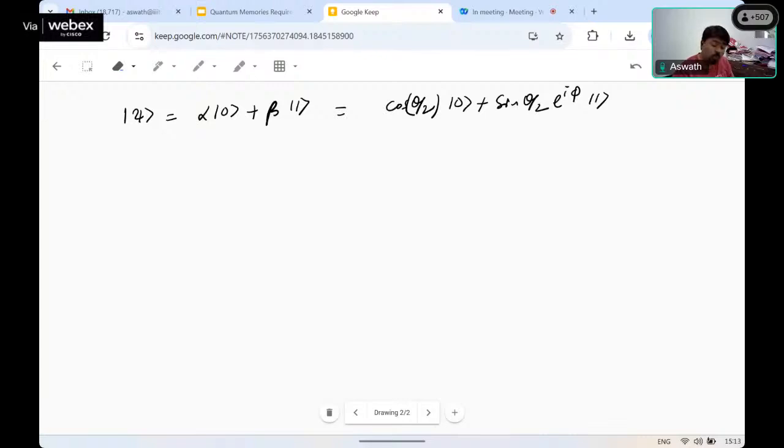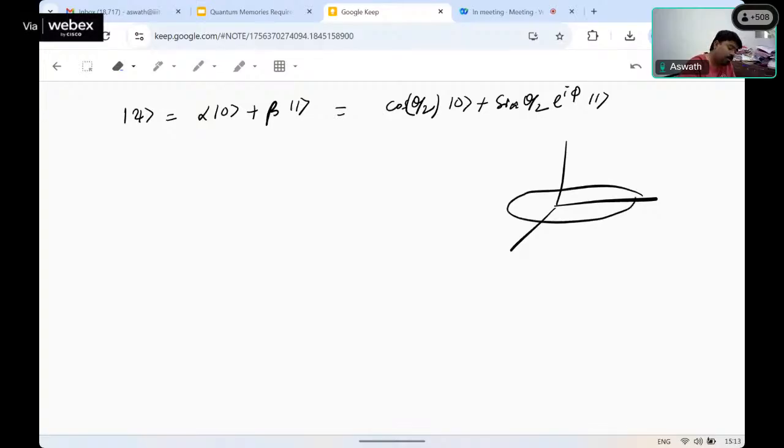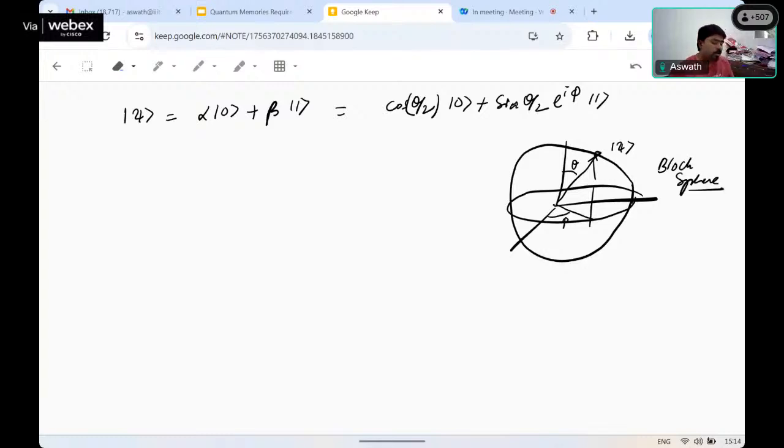This is how I represent geometrically what this quantum state is. If we take a Bloch sphere, on the Bloch sphere you see there is a theta associated with the quantum state, and there is a phi on the equatorial plane. So this is the quantum state psi on a Bloch sphere.